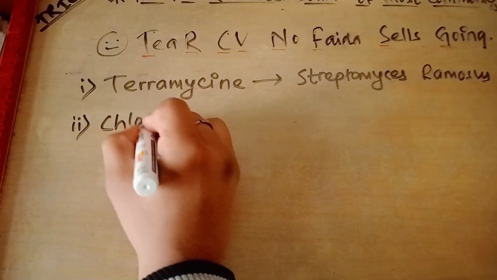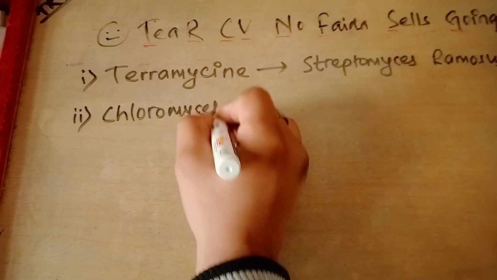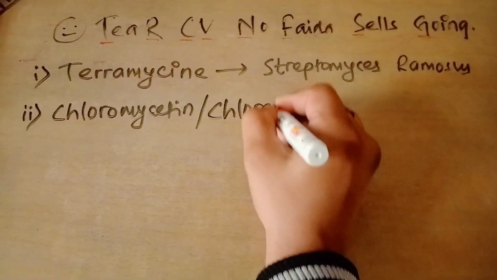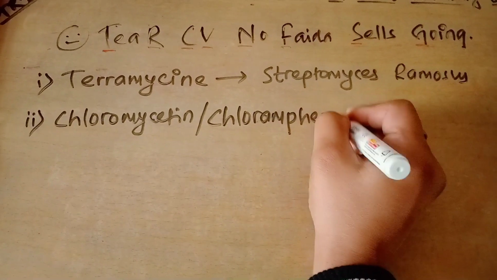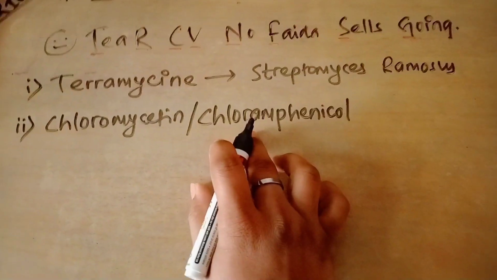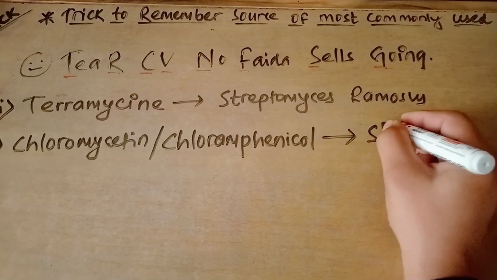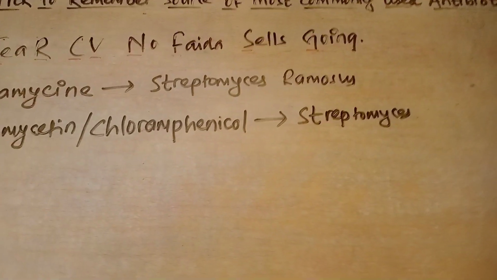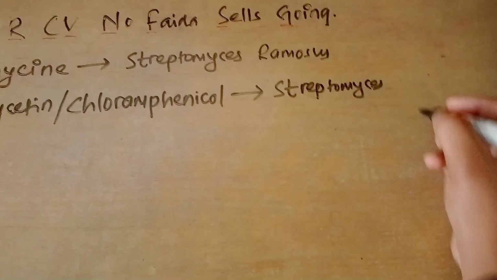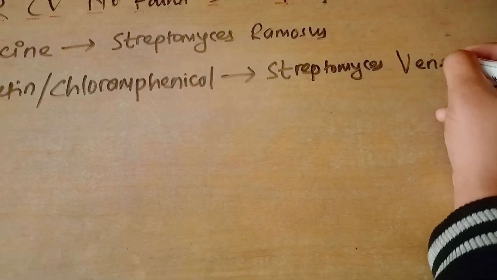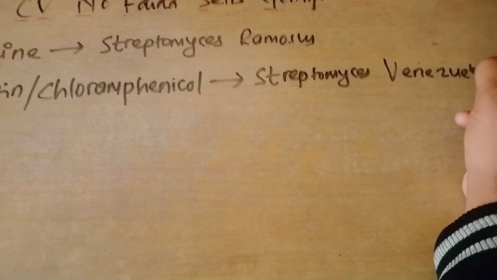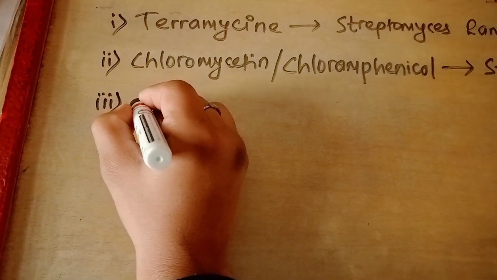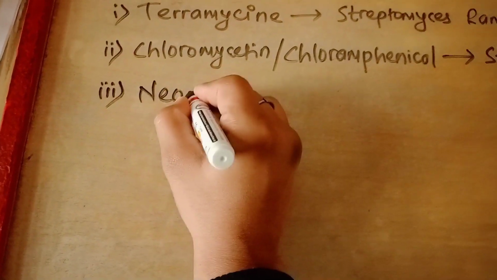In second we have C, that is chloromycetin or chloramphenicol, and its source is Streptomyces. CV means Venezuela, V-E-N-E-Z-U-E-L-A, Venezuela.